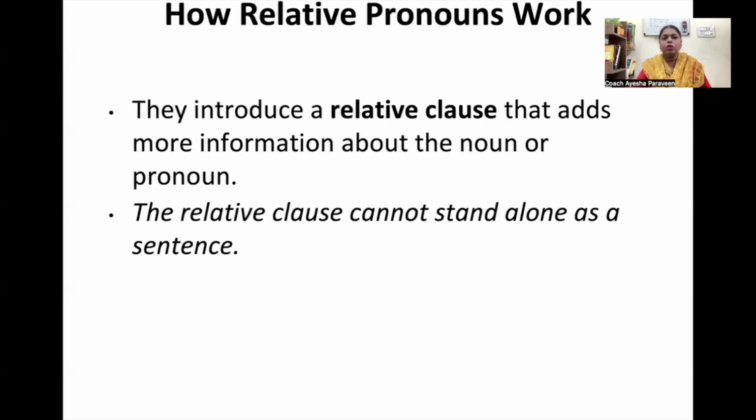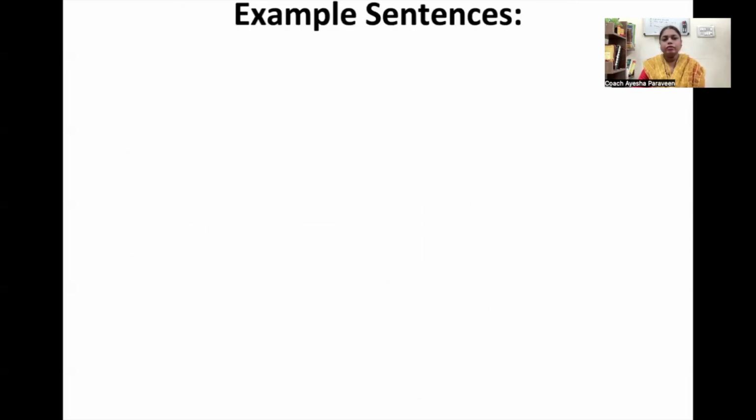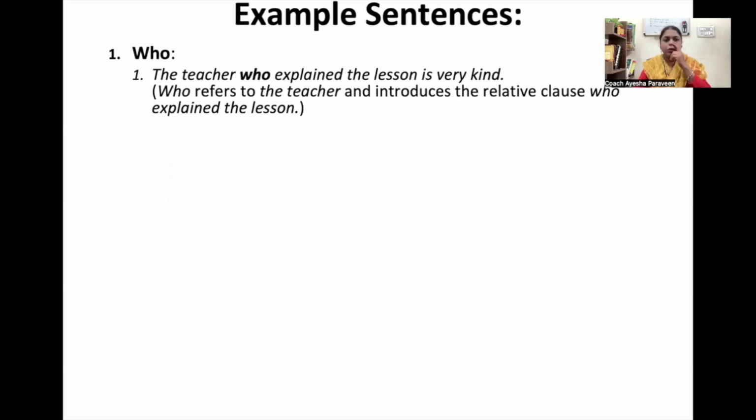So how do relative pronouns work? They introduce a relative clause, the dependent clause, that adds additional information about a noun or pronoun. The relative clause cannot stand alone as a sentence. Now we'll see some examples.